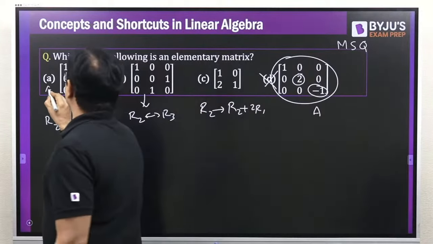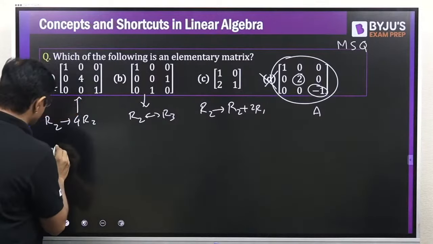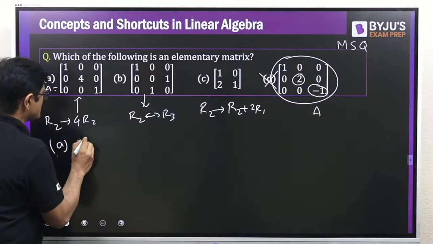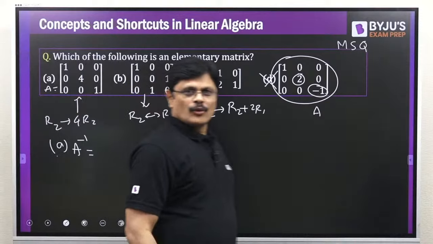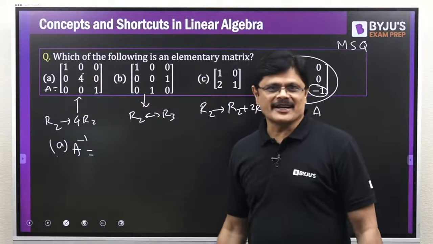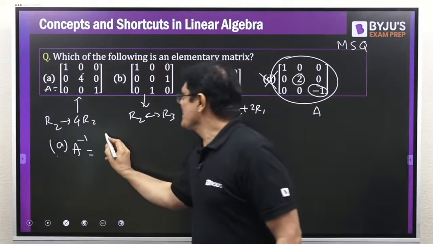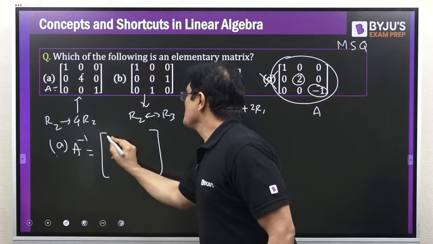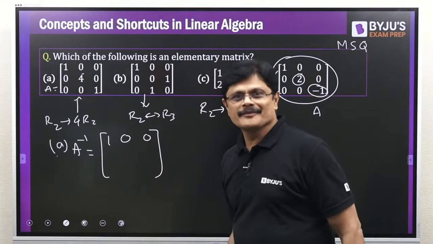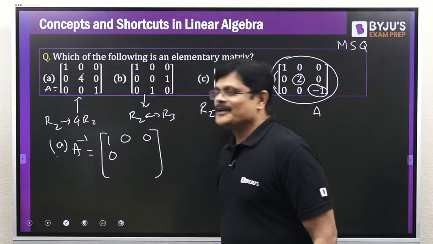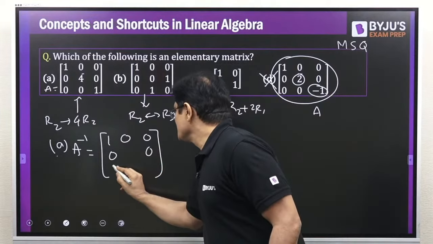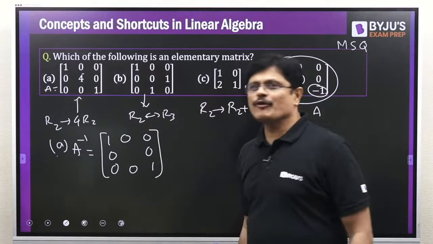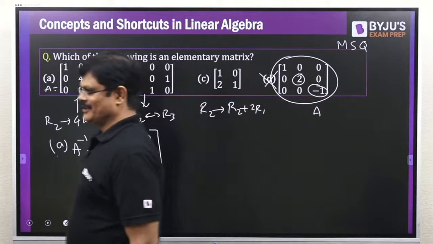Suppose if this is your matrix A, what is inverse? So option A. Suppose I ask what is inverse of A? What is inverse of this matrix? Inverse of this matrix is simply 1 0 0. Who is answering? In the place of 4, what I should put?